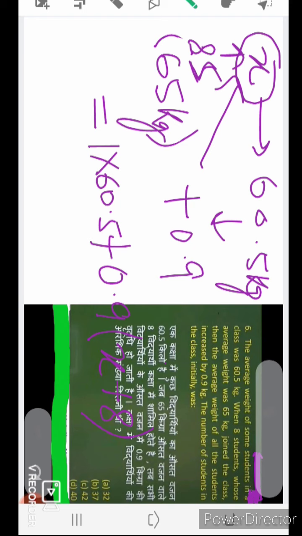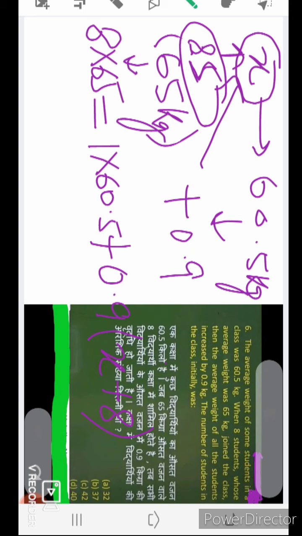Now we have to solve the left hand side part. As I've told you, the left hand side is always going to be the total of the ages of 8 students. So what is the total age of 8 students? 8 into 65. Why? Because the average weight of 8 students is 65. The total weight of 8 students is 65 into 8. Very simple. Now solve this question for x.